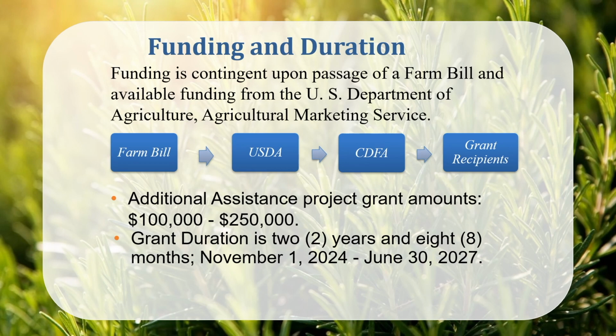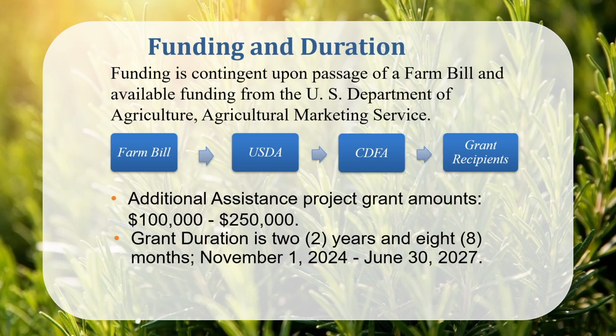In this program, USDA receives funding from the Farm Bill, then approved funding goes to CDFA, and CDFA sub-awards funds to recipients. The 2018 Farm Bill contains provisions for the continuation of this program. However, as of the date of this webinar, Congress has not passed a new Farm Bill or a continuing budget resolution to reauthorize funding for the program. While CDFA anticipates continued funding for the program as described in the 2018 Farm Bill, grant awards will only be made if continuing authorization for the program is established and funds are made available by USDA AMS.